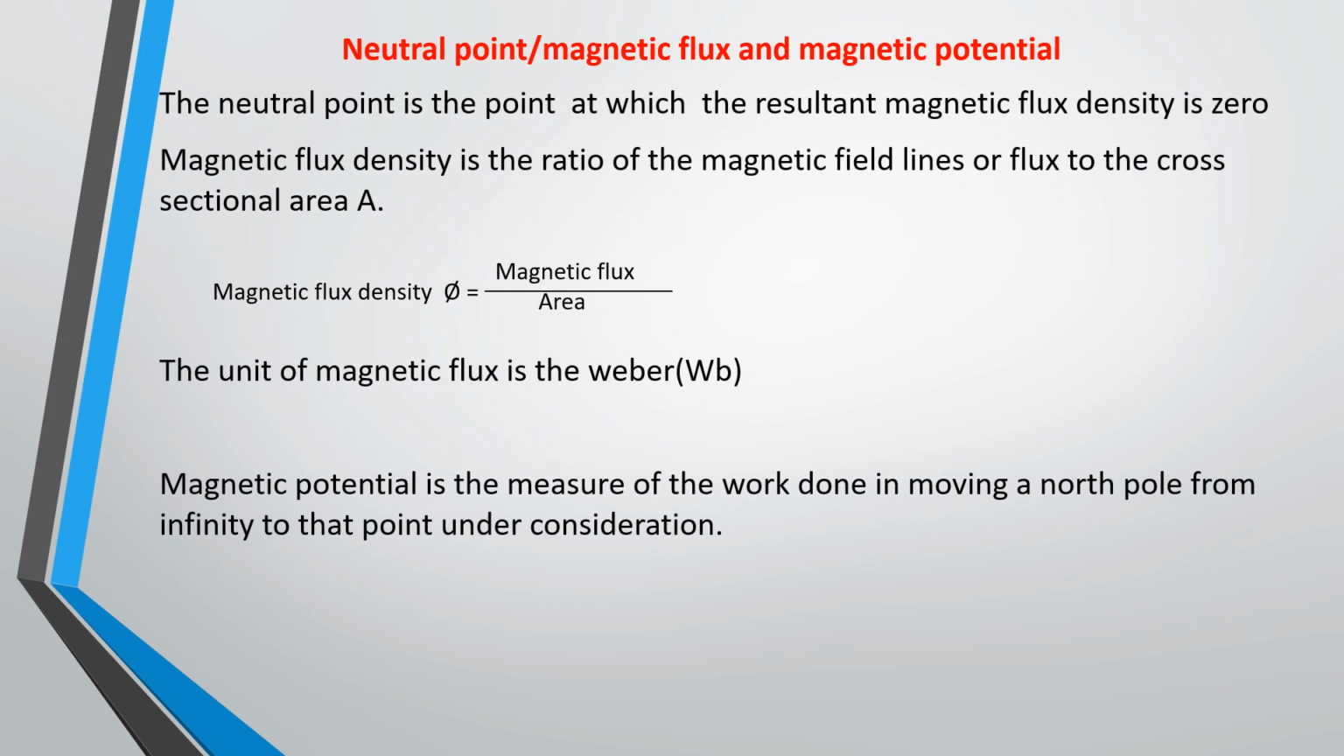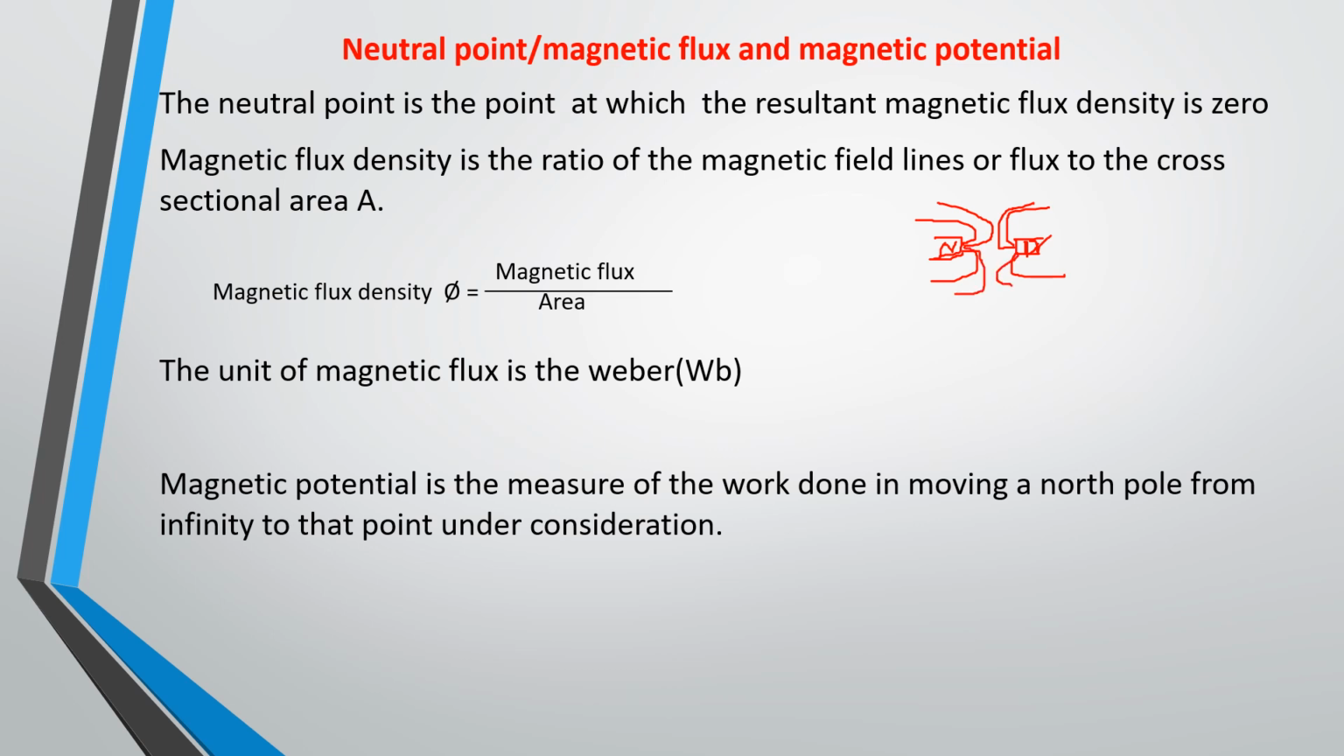Neutral points, magnetic flux and magnetic potential. The neutral point is the point at which the resultant magnetic flux density is zero. So if you have a bar magnet and you have two like poles, so if this is north and this is north, definitely you know that you are going to be having a repulsion. Since they are like poles, you will not have an attraction. So you have a repulsion like this, you have a repulsion like that.